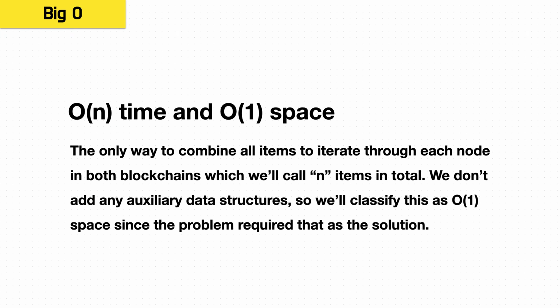The big O time complexity of this is linear time, O of n. And we're calling n here all the nodes in both blockchains combined. We're not adding any new data structures, we only use 4 pointers, so the space is O of 1, constant space.